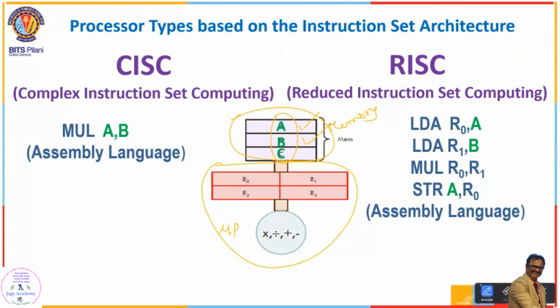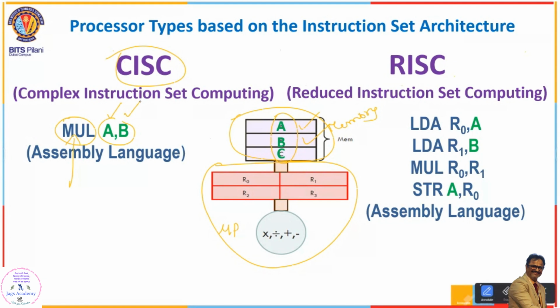So, in the CISC processor, listen carefully, just write one instruction, say multiply, the assembly instruction for multiply, MUL A, B. Just mention these two memory locations. That's all. It will multiply the content of A and B. Understood this? This one instruction is enough to do it for complex instruction set computing.